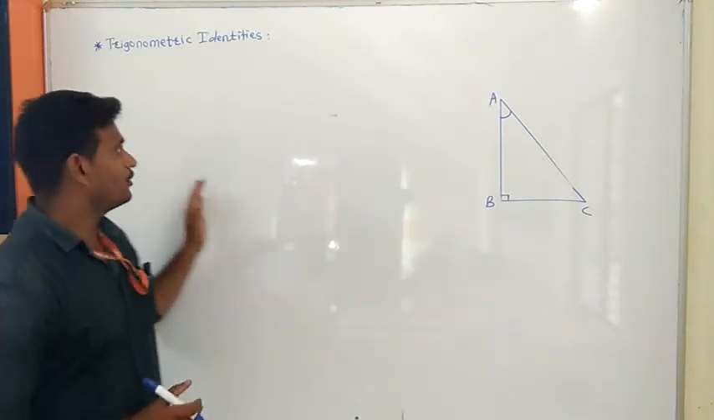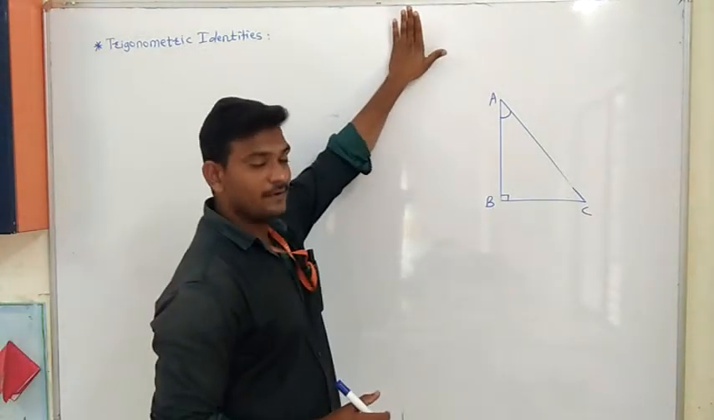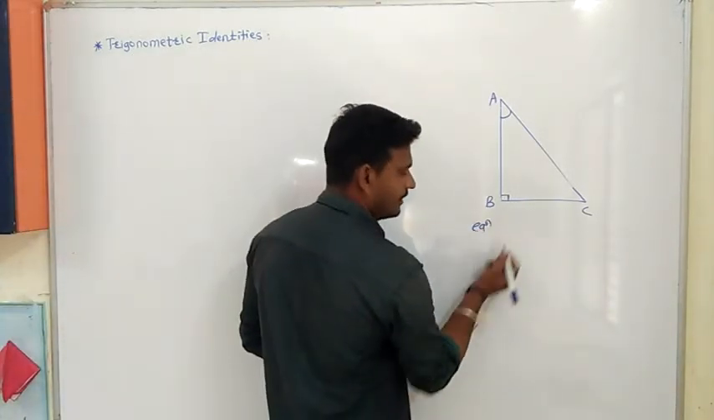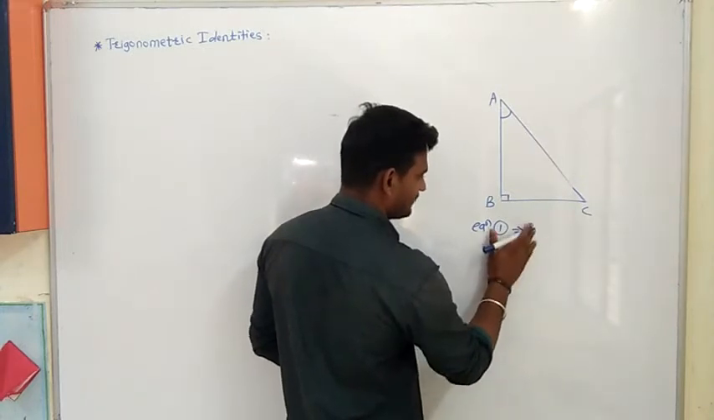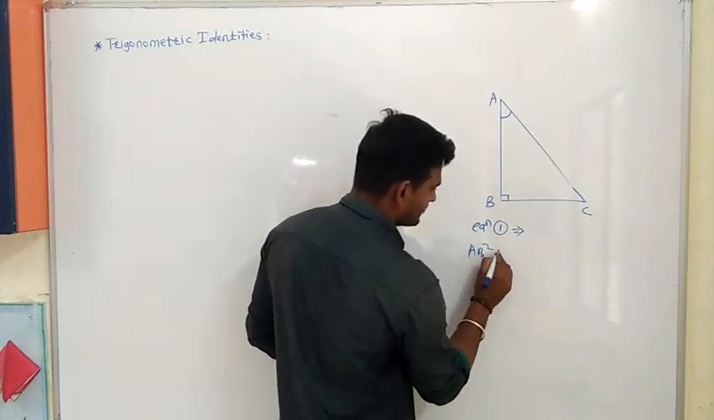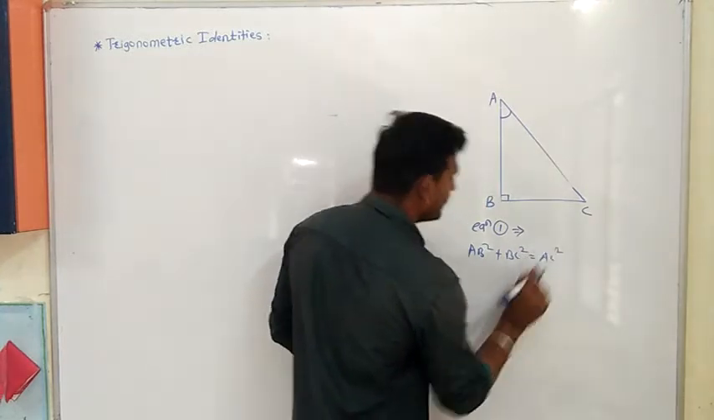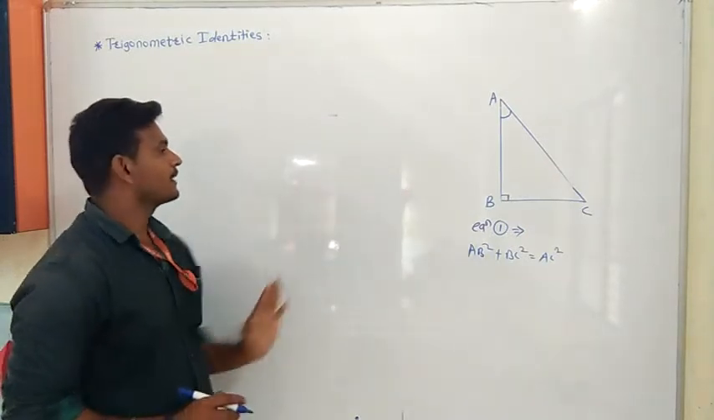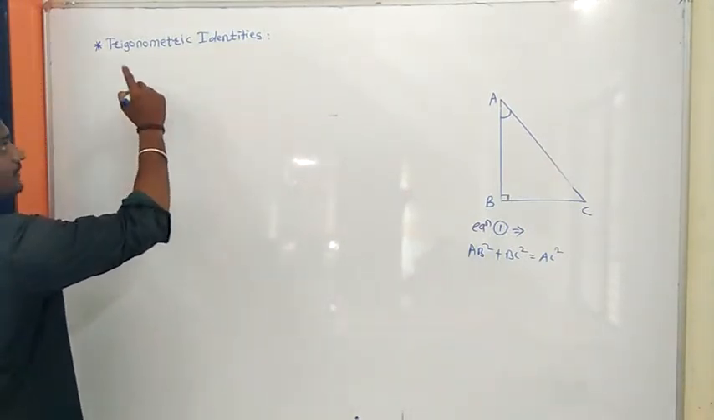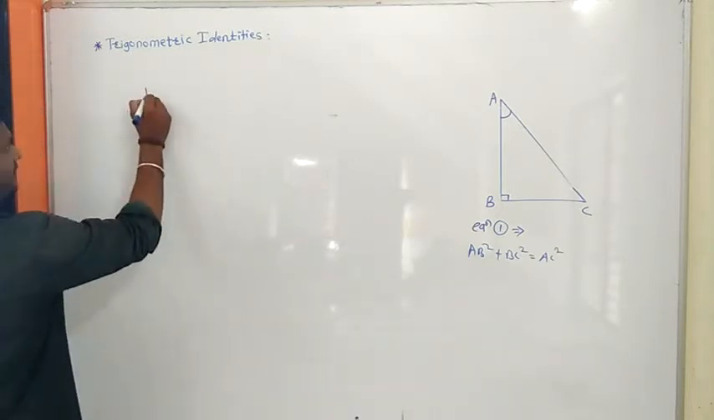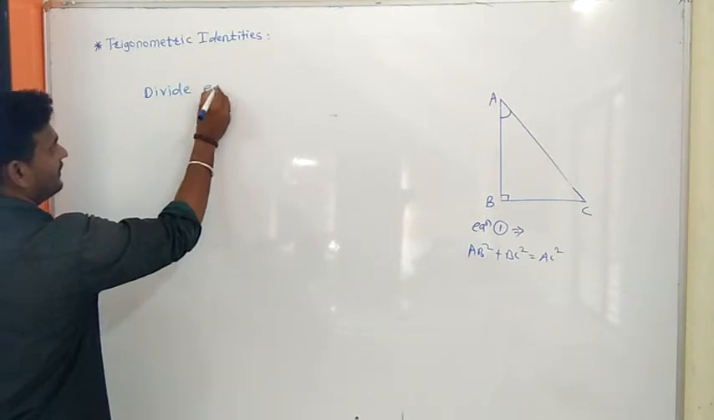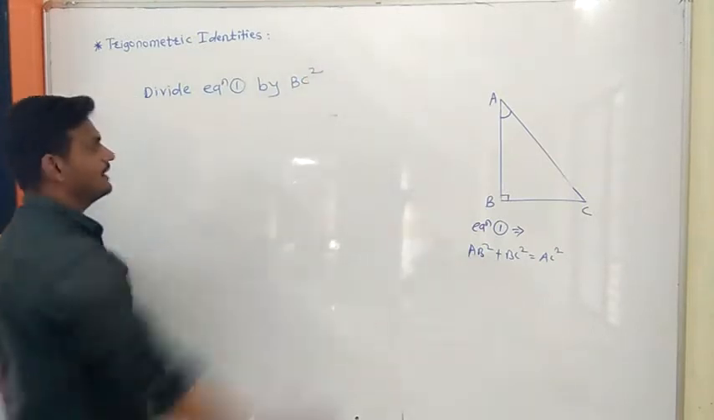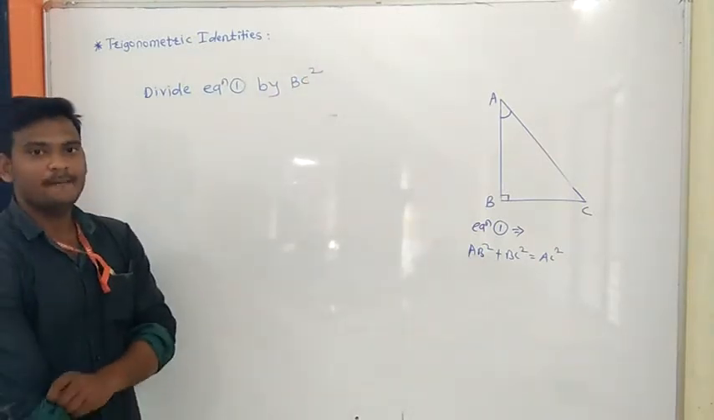Now to get the third trigonometric identity, what do we have to do? We have to divide equation number 1 by BC square. What is equation number 1? I will write it for your recalling: AB square plus BC square is equal to AC square. This was equation number 1, for reference purposes only. No need to copy again, you have already copied it.